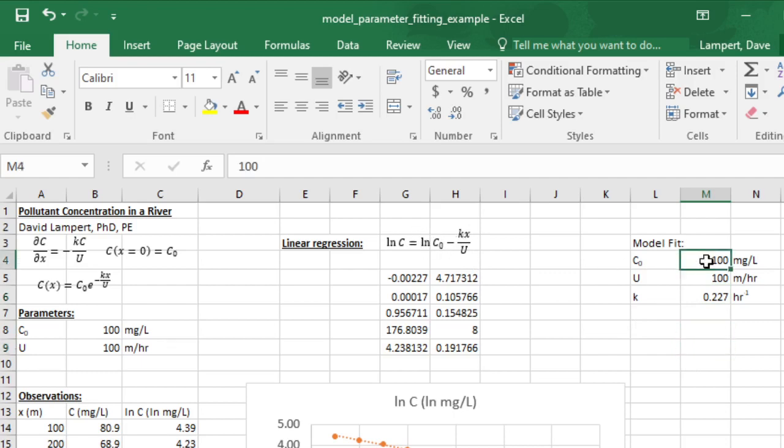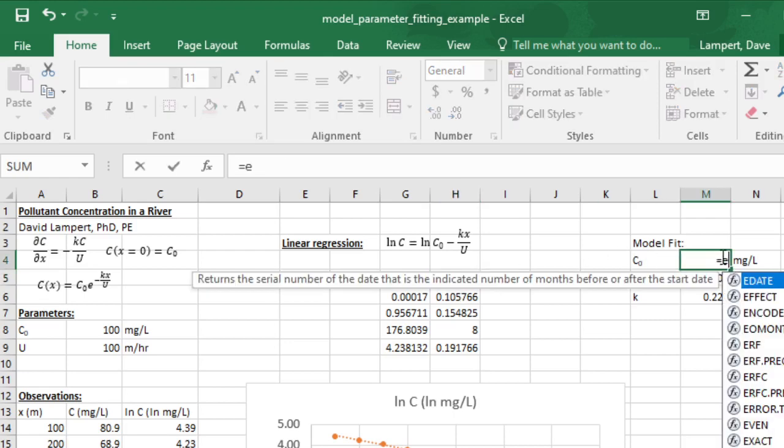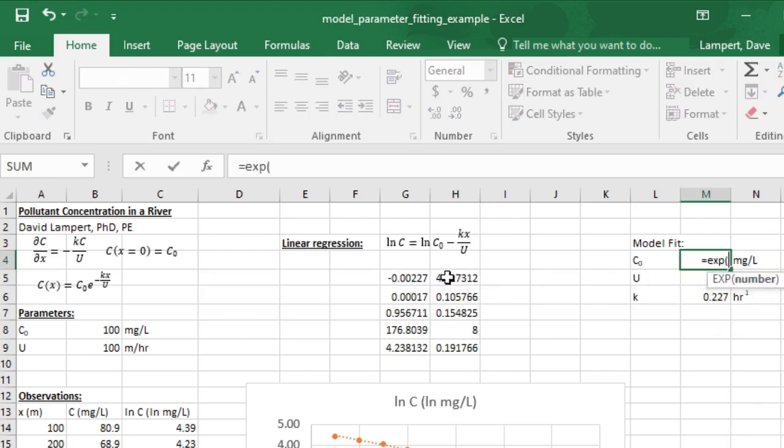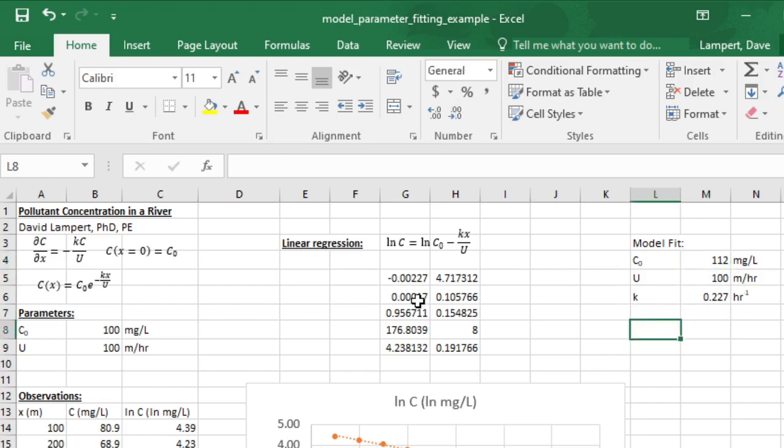So even though we know C0, we really should use the C0 from the regression to get the correct model fit. So the y-intercept here is 4.72, and that represents ln of C0. So if I want to get the C0 that's actually associated with that, I need to do exp of that number, and that will give me the value. And so you can see that it's 112, and that's a little bit bigger than the 100.